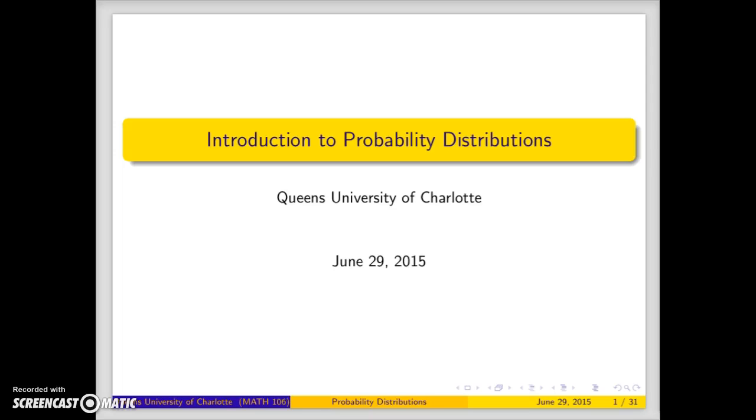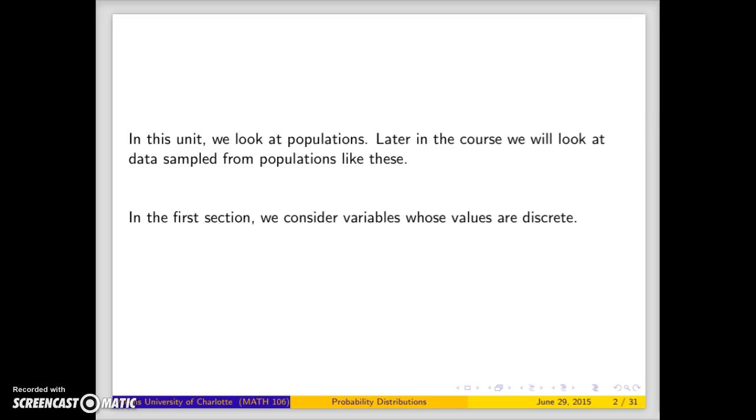Hi all, this lecture will be on probability distributions. We talked about distributions in the previous lecture, part 2 of this week's task, but we will specifically go into probability distributions where we assume we know what the population looks like, and later in the course we will talk about data being sampled from populations like these.